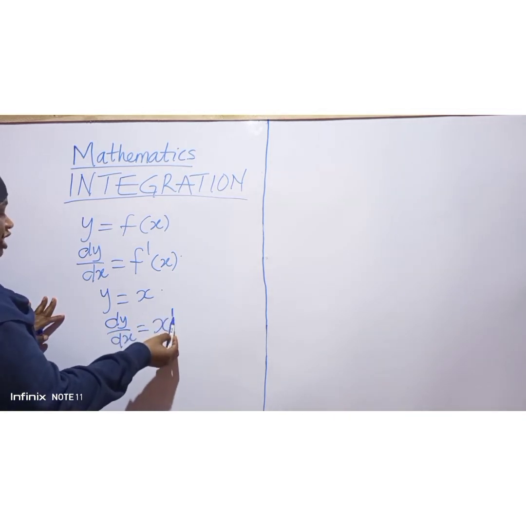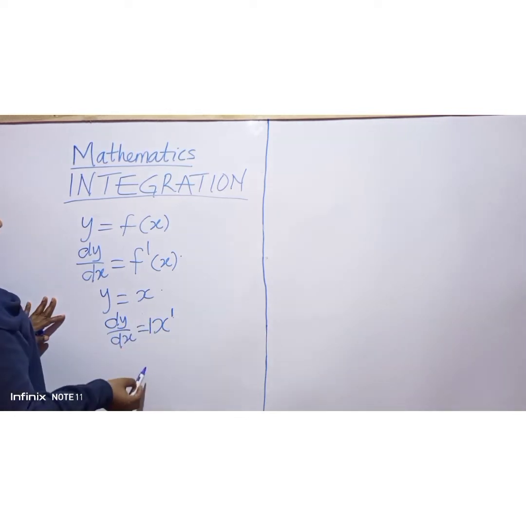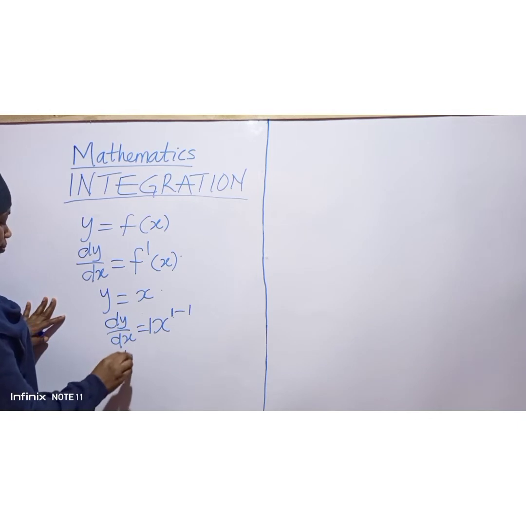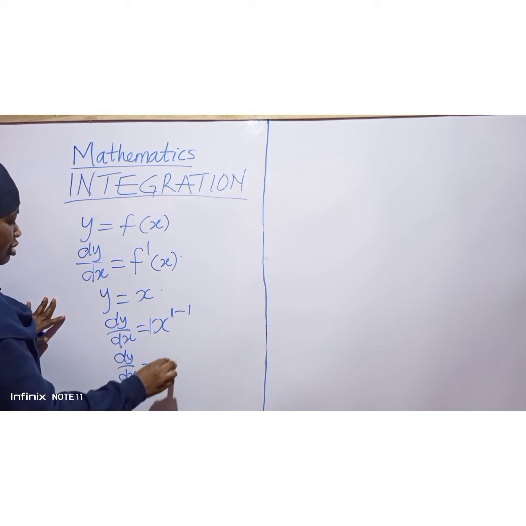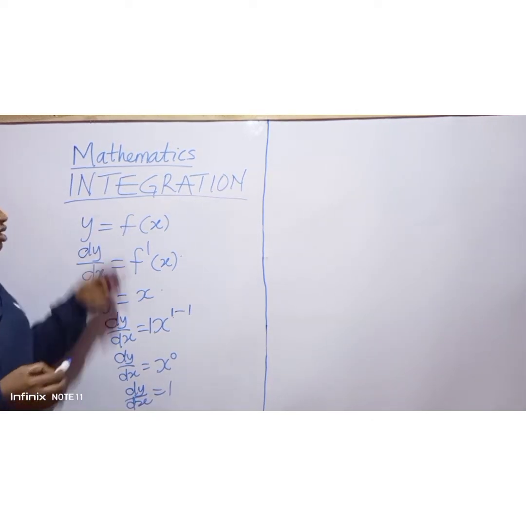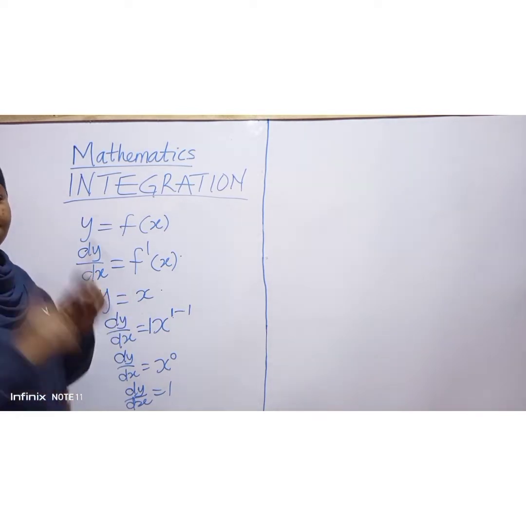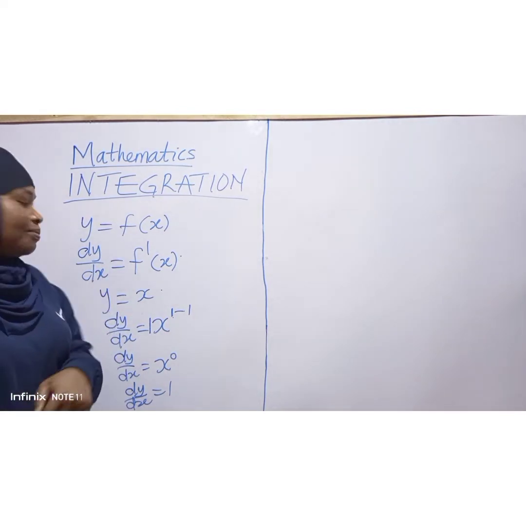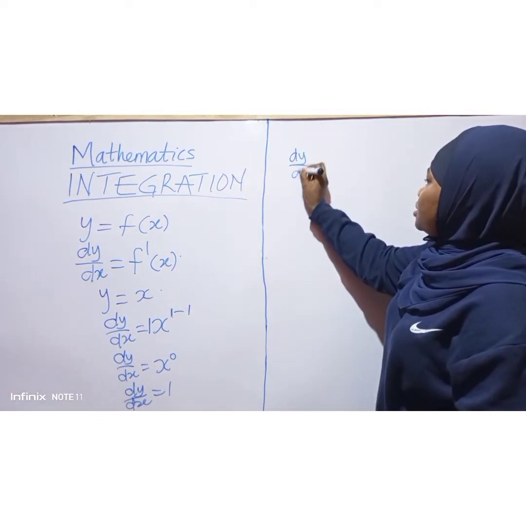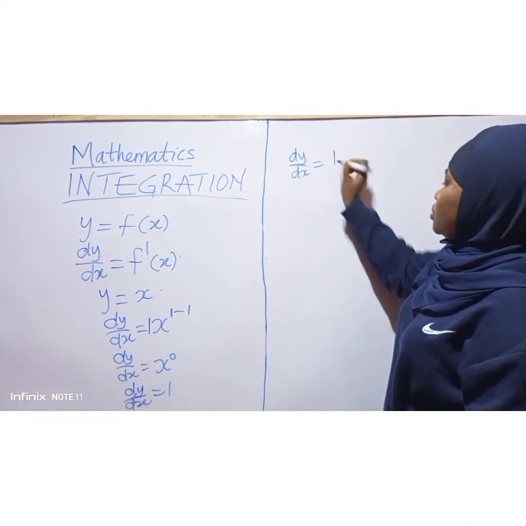So the power of this x, you use it to multiply x, then you subtract 1 from it. So dy/dx is equal to x raised to the power of 0. And anything raised to the power of 0 is equal to 1. So if you are yet to understand all this, I have a video on it so you can watch it. From here I have dy/dx equal to 1.